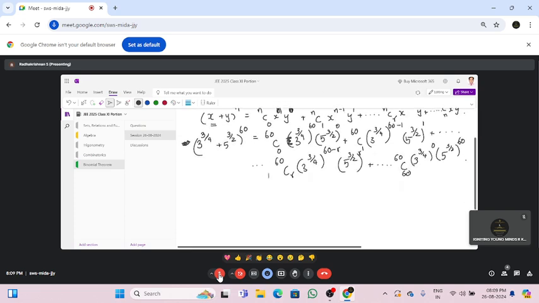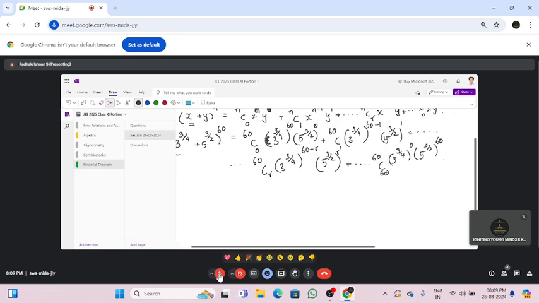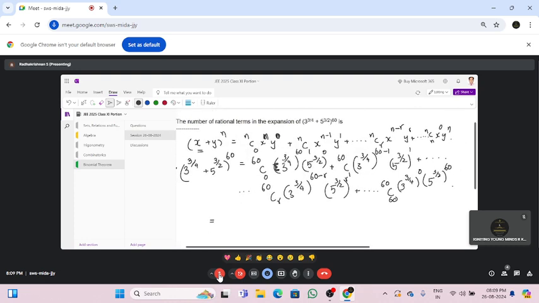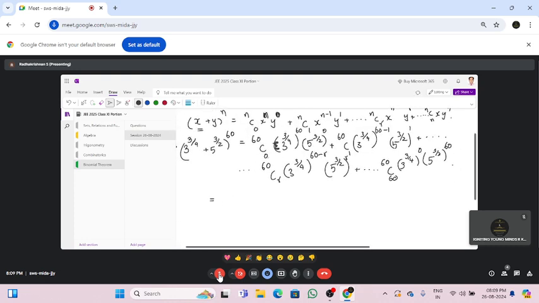Right. Now you try to write the expansion. You have to count the number of rational terms, so you don't have to worry about the coefficient. We just have to see whether this is rational. There are totally 61 terms, right? Because n is equal to 60, starting from nC0 to nCn, 0 to 60, there are 61 terms. So now you don't have to worry about the coefficient part. You can simply leave it like that. You don't have to worry about expanding it.